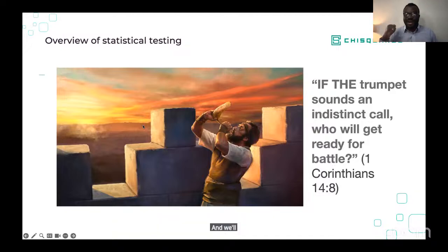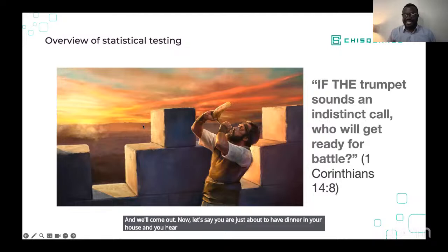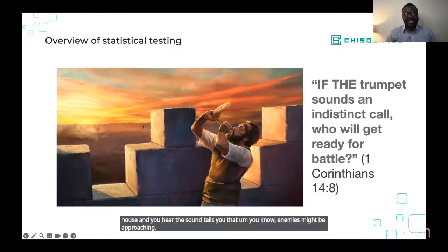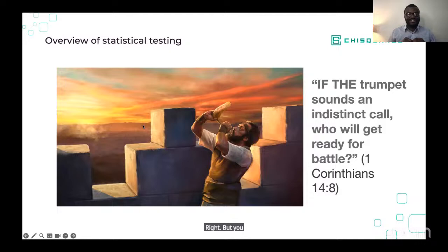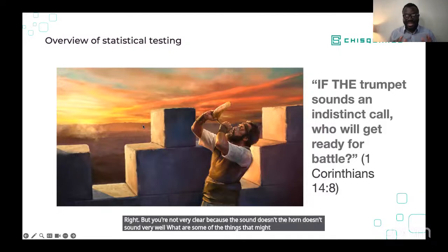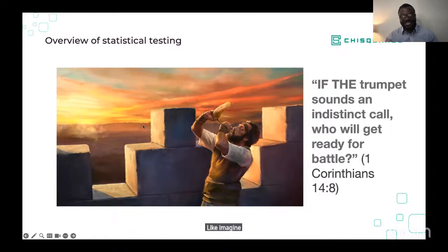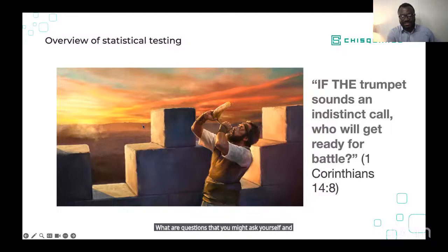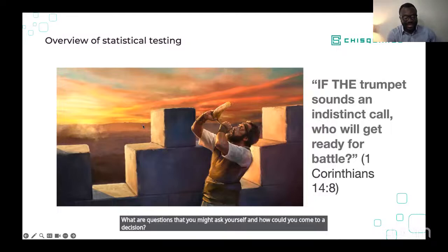Now, let's say you are just about to have dinner in your house and you hear this sound that tells you enemies might be approaching. But you're not very clear because the horn doesn't sound very well. What are some of the things that might go through your mind? Imagine you're right there about to eat dinner and you hear a sound that sounds indistinct. What are questions that you might ask yourself, and how could you come to a decision? Any takers?